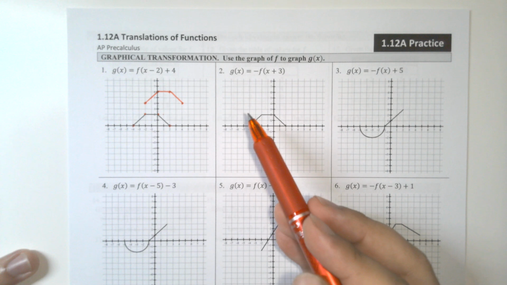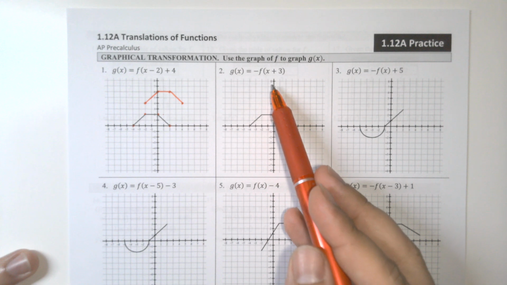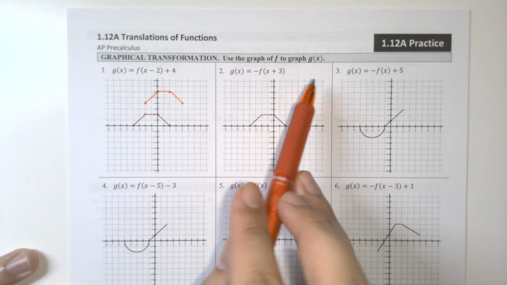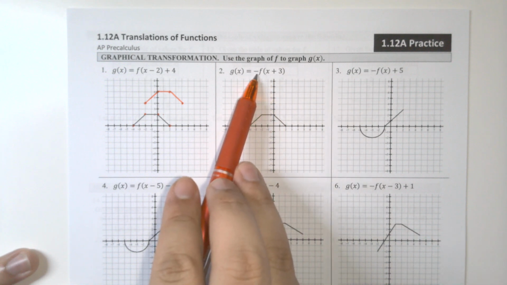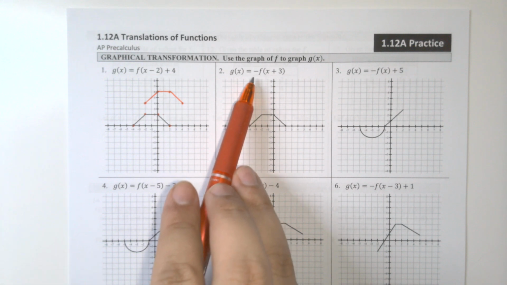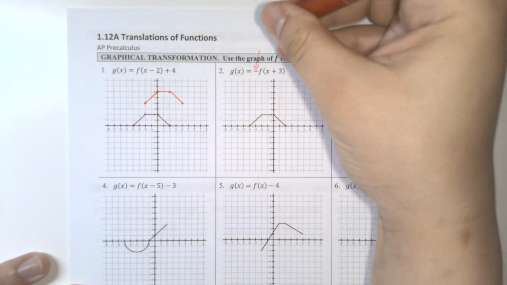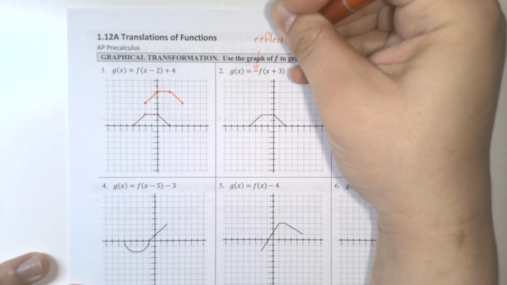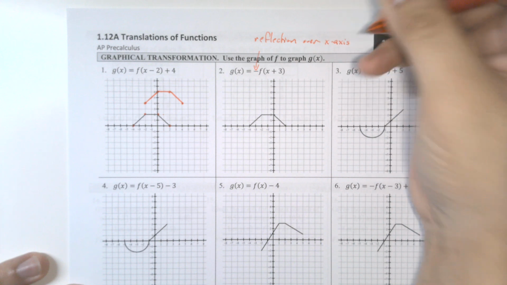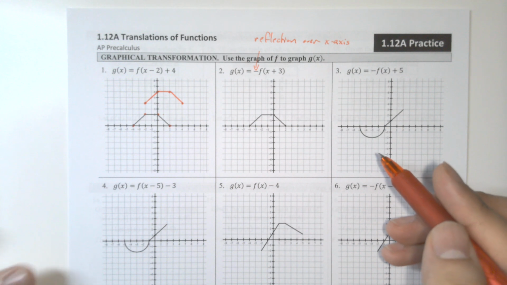Now, what about for number 2? We have minus f of x plus 3. When we're doing transformations, we want to apply them all from left to right. So first, we want to apply the transformation of this minus f. What that's going to do is a reflection over the x-axis. So what we're going to do is flip the y-coordinate of every single point.